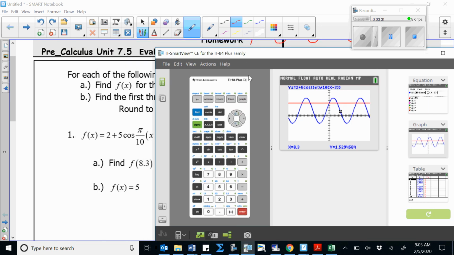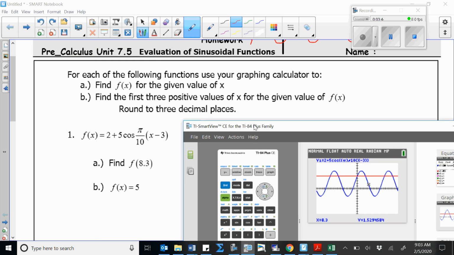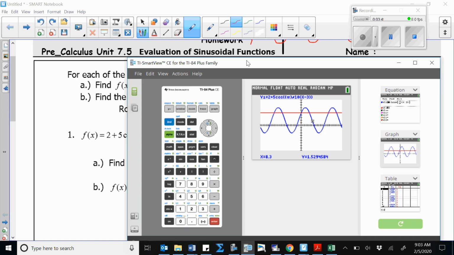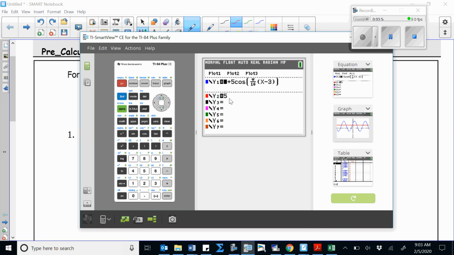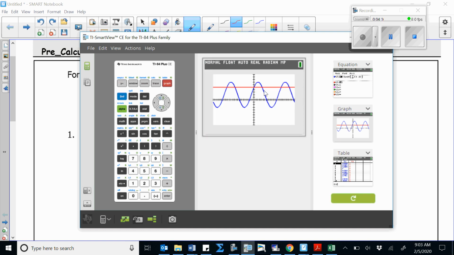Now for the second part, which says f of x equal to 5, we are interested to find the first three positive values of x for the given value of f of x. So we're going to define another equation, y equal to 5 here. So we have two functions that we graph. One is this cosine function, the other one is this horizontal line. And by graphing those, we see that we have multiple answers here. We have multiple points where these two graphs are intersecting each other.